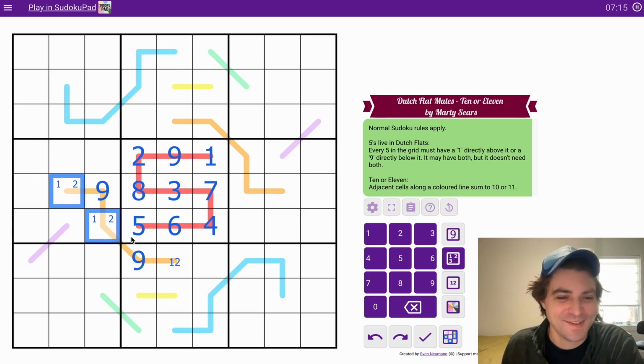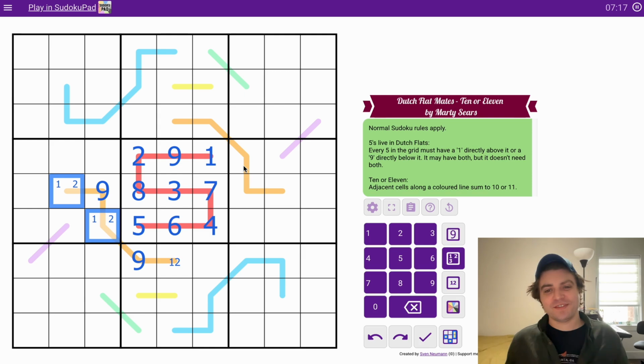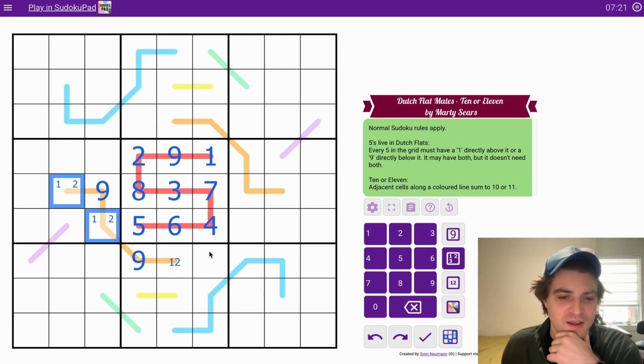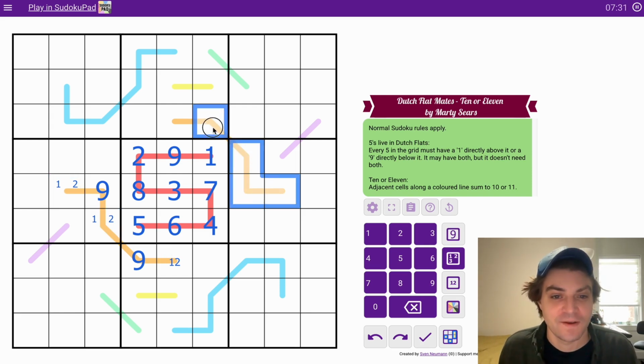Interesting. This is a good puzzle. I really liked the Dutch flatmate series when it was coming out. There's so many more puzzles than the last time I played this series. I think there were only like 10 Dutch flatmates puzzles in the series when I started playing it about a year ago. Now I think there's some 40.